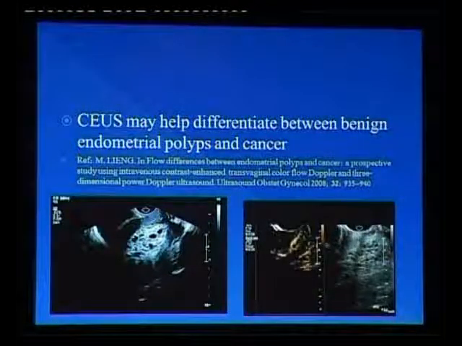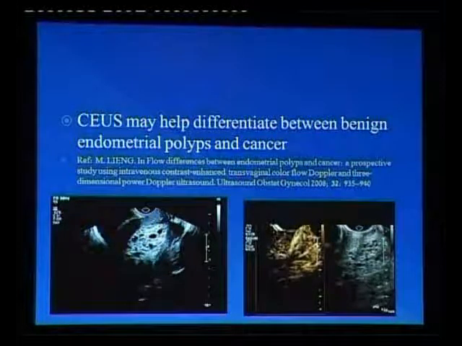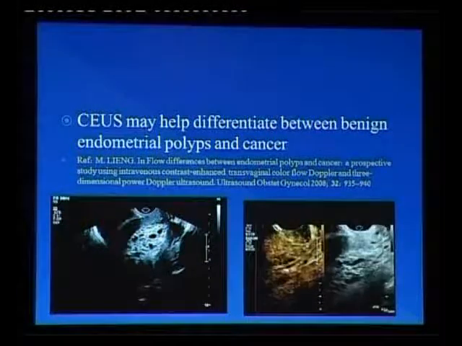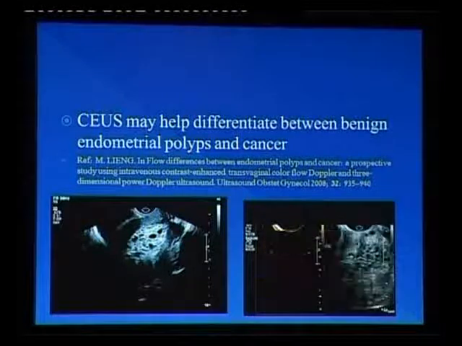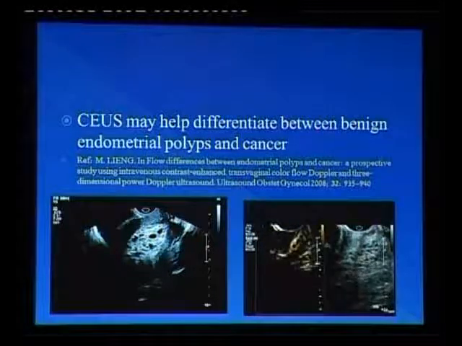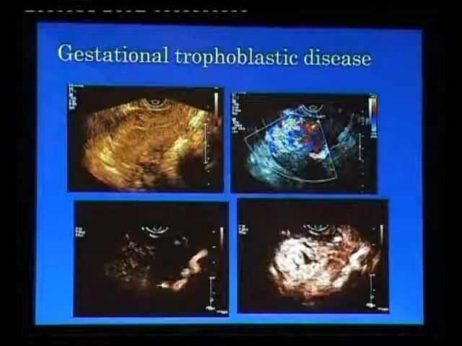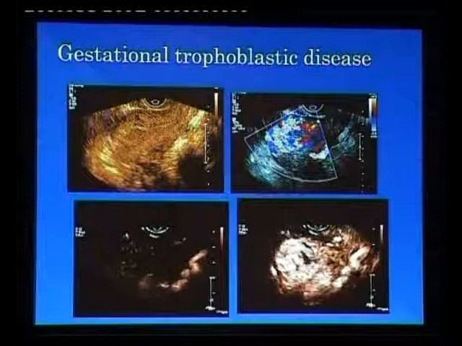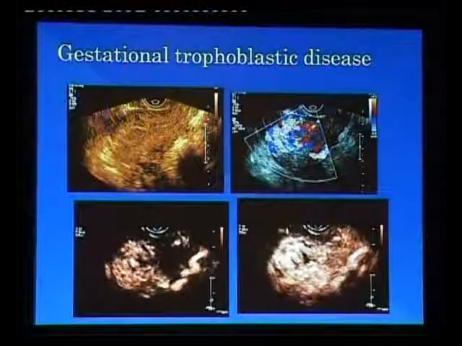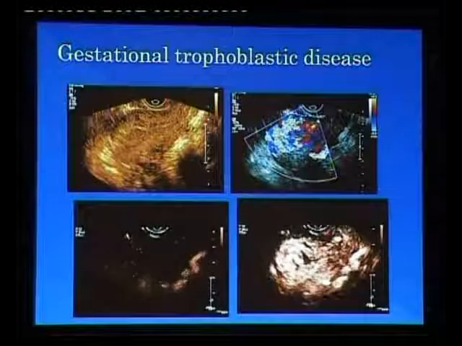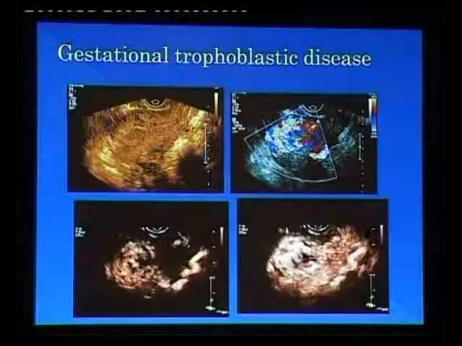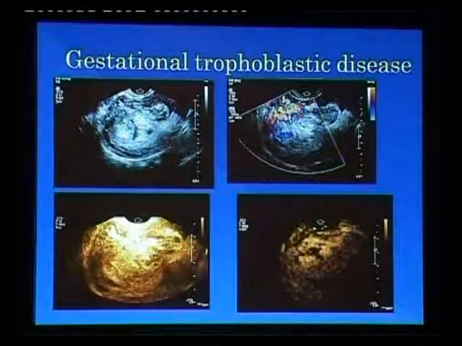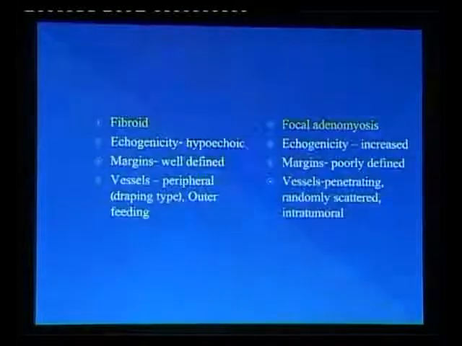There are a lot of articles. Again, a common dilemma in endometrial polyps is trying to differentiate benign from malignant polyps, and there are a lot of articles on that, though we haven't had much experience with polyps as such. Gestational trophoblastic disease is another area where we can potentially use contrast. We could use it to judge the extent of myometrial invasion, and also to follow up these patients along with beta-HCG, etc.